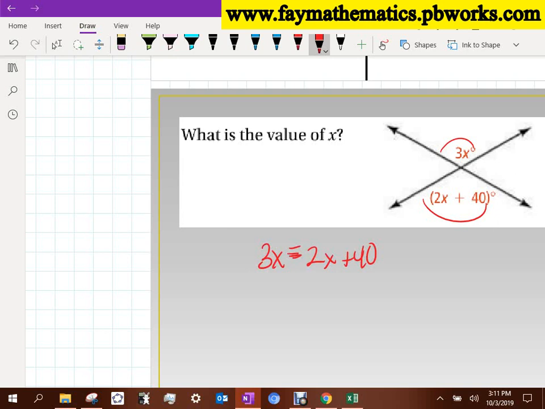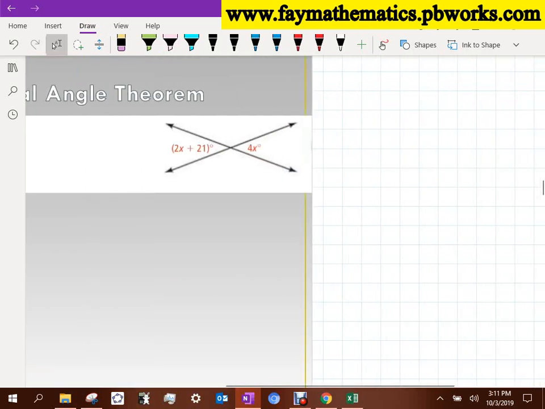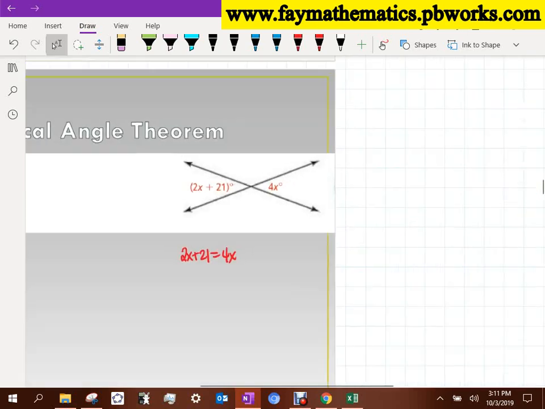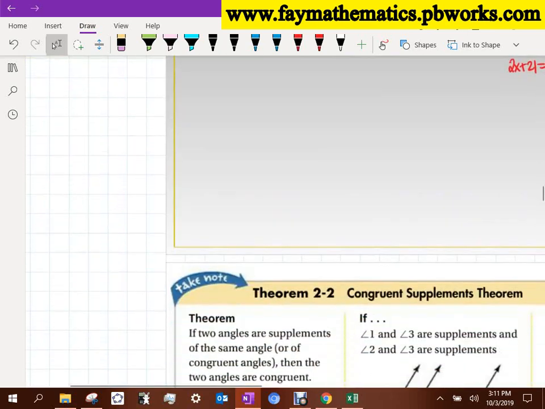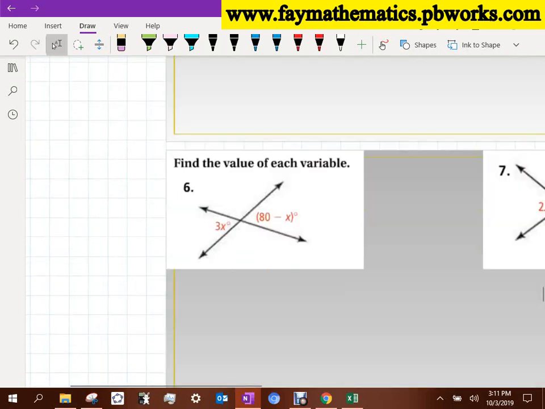And I'll let you solve that, but that's using that idea that vertical angles are always going to be congruent. What about that one there? What am I going to write there for that expression, for that picture? I'm going to say 2x plus 21 equals 4x. All right, so as we go through the year, you guys passed Algebra 1, so I'm going to make the assumption that we can solve 2-step, 3-step equations.